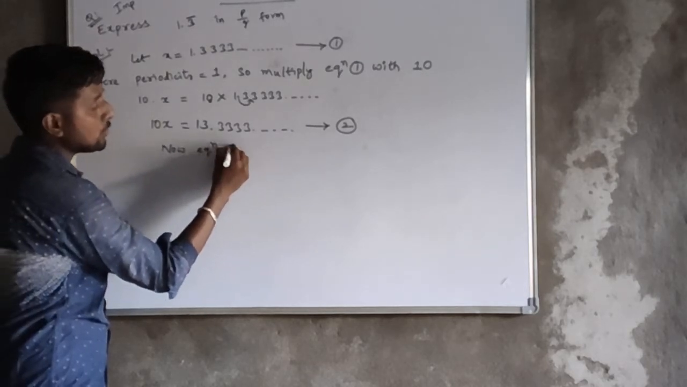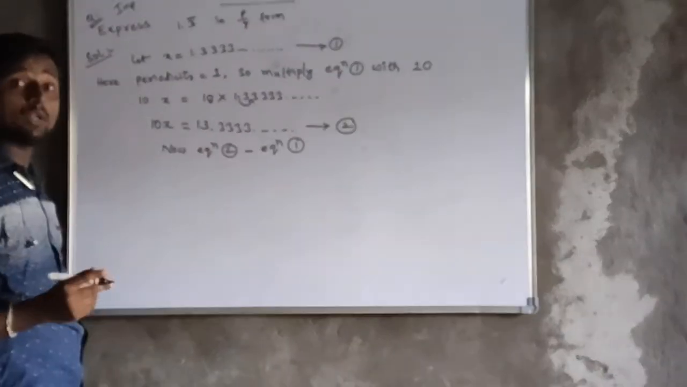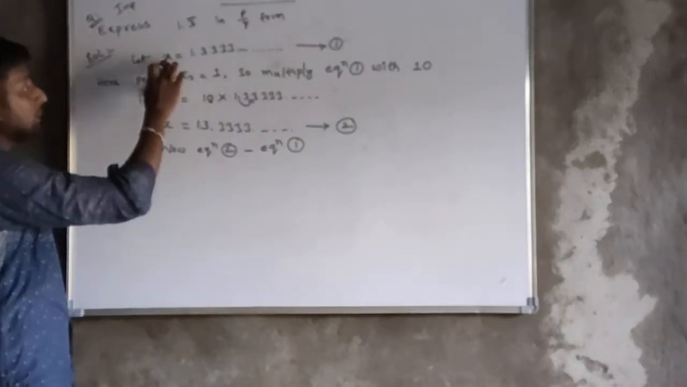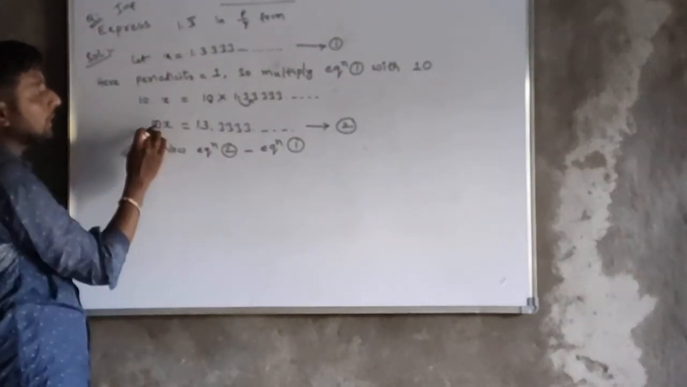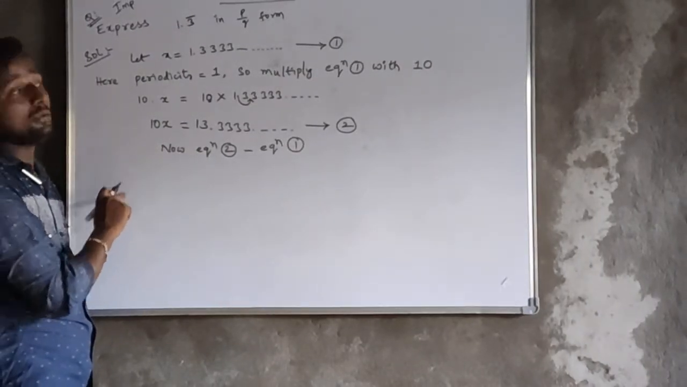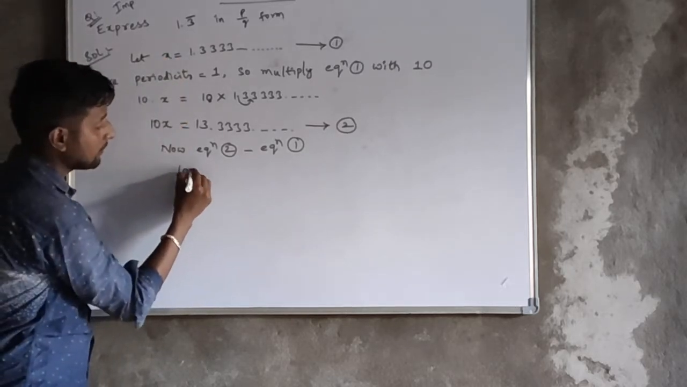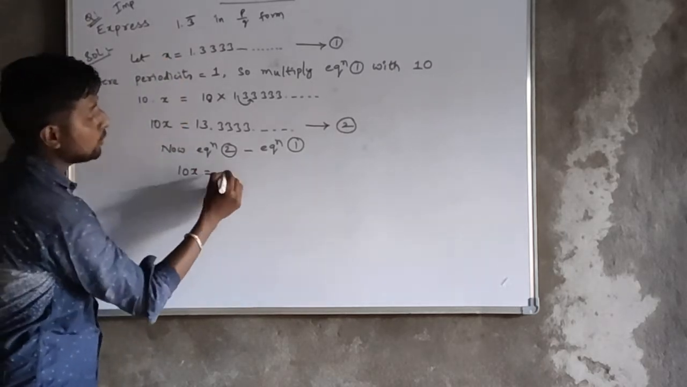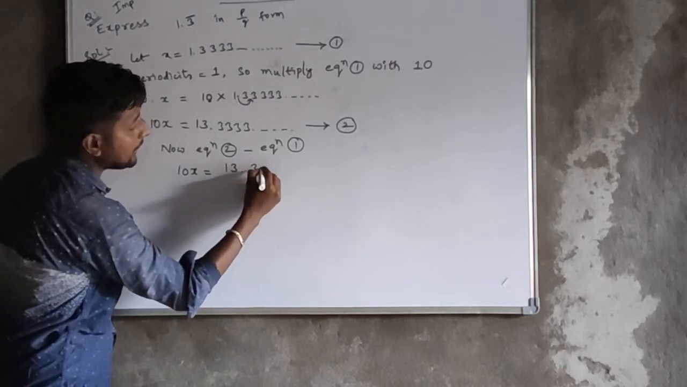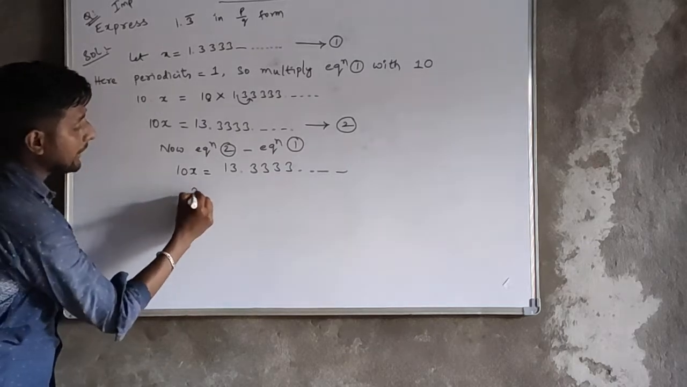Now do equation 2 minus equation 1. Why should we do equation 2 minus equation 1? Because if we compare both, here we have x only, but here we have 10x, x ten times. So this is larger than this one, so we take 10x. The value is 13.3333 and so on, and here we write x.